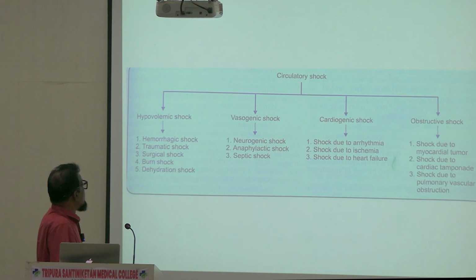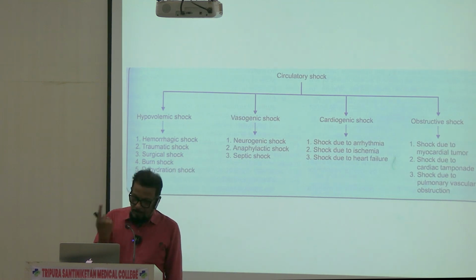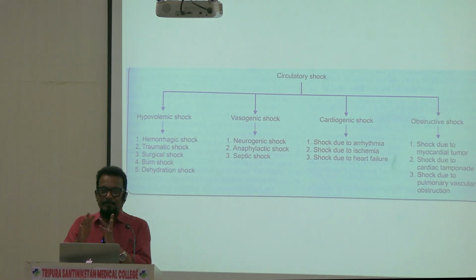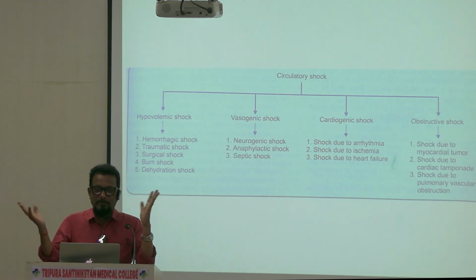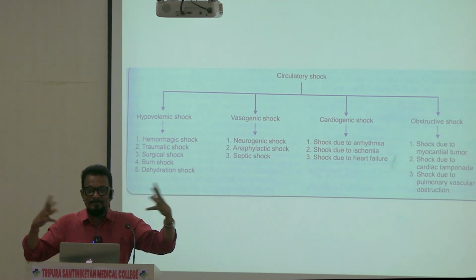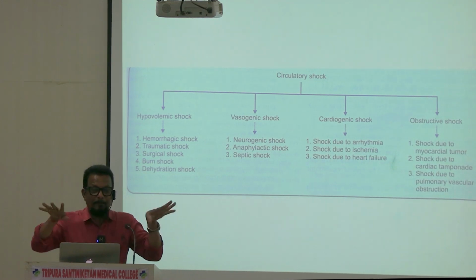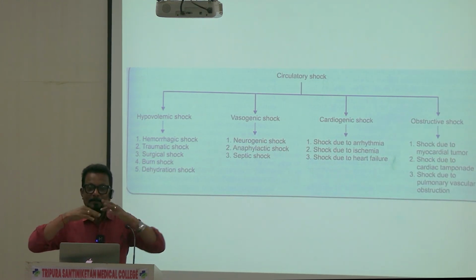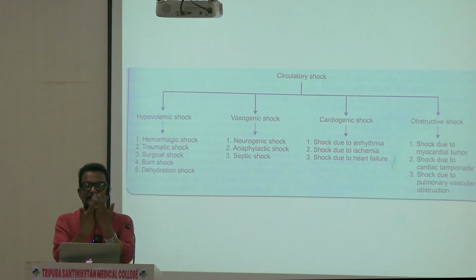Another type of shock is vasogenic shock. Here we have neurogenic shock and anaphylactic shock. Anaphylactic shock means allergic shock. What happens when somebody is suffering from anaphylactic shock? Their body is swelling. Body swelling is there. What does that mean? In the capillary, permeability is increased. A lot of fluid is coming into the ECF. As a result, swelling is there.